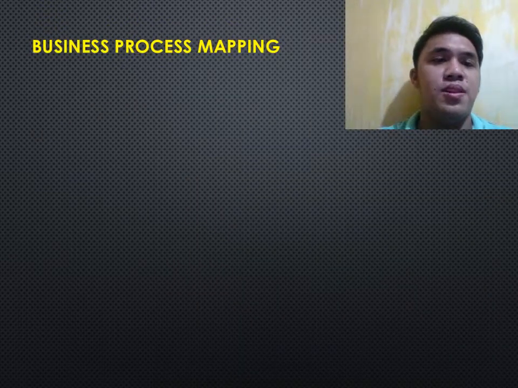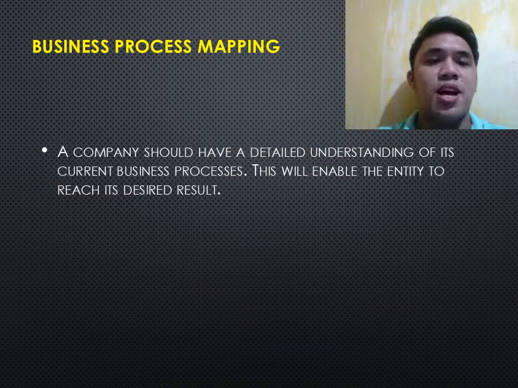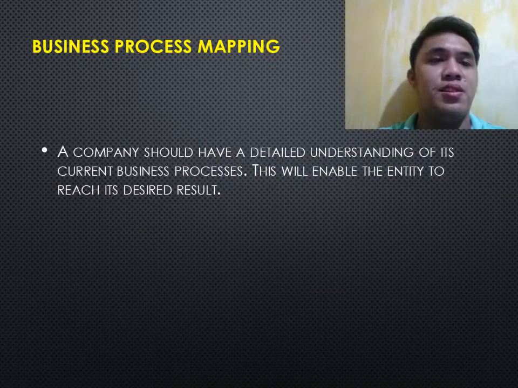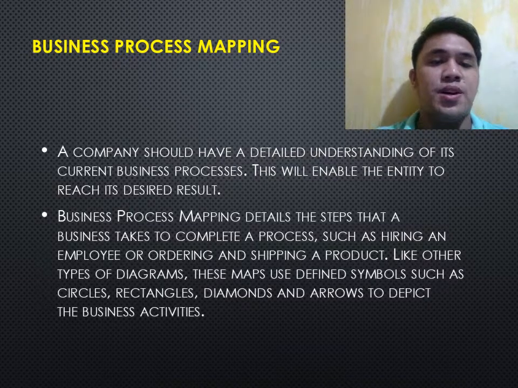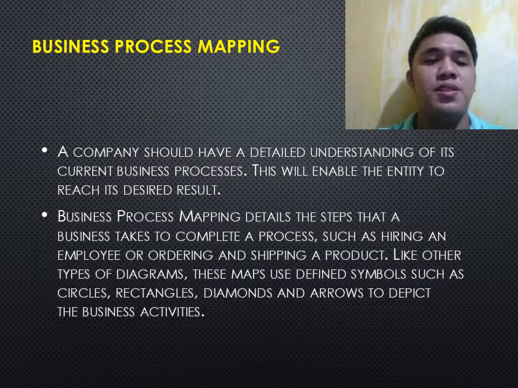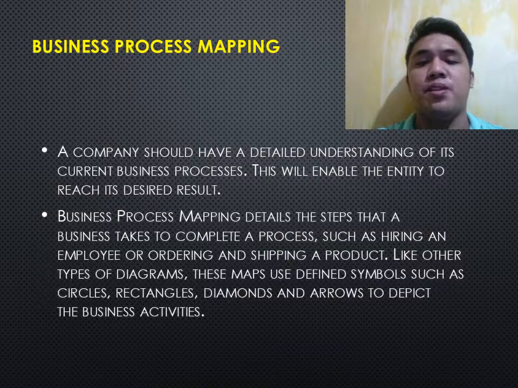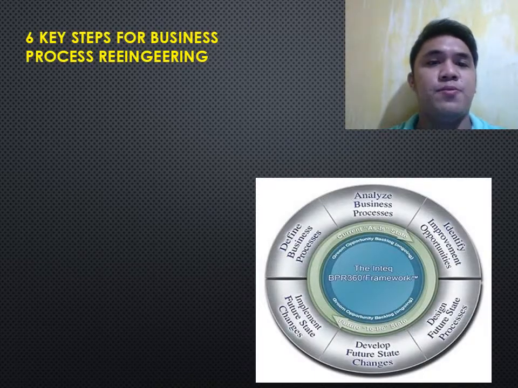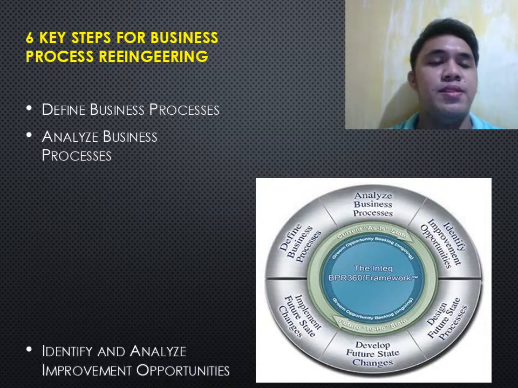The fourth tool is business process mapping. A company should have a detailed understanding of its current business processes. This will enable the entity to reach its desired result. Business process mapping details the steps that a business takes to complete a process, such as hiring an employee or ordering and shipping a product. Like other types of diagrams, these maps use defined symbols such as circles, rectangles, diamonds, and arrows to depict the business activities.